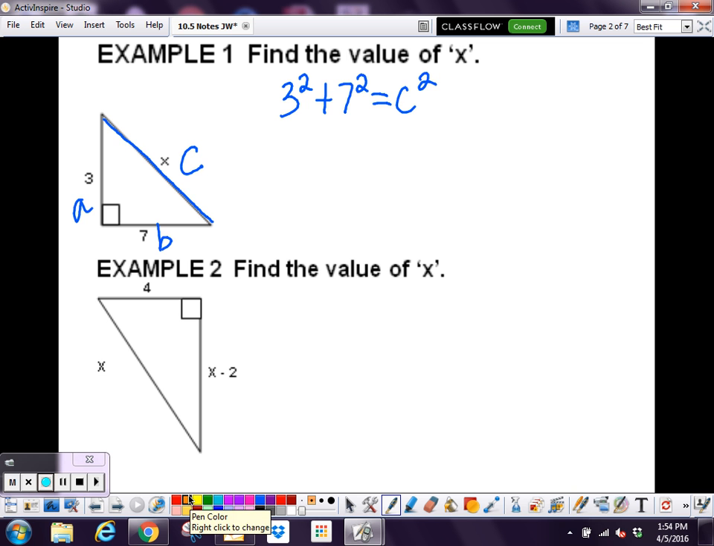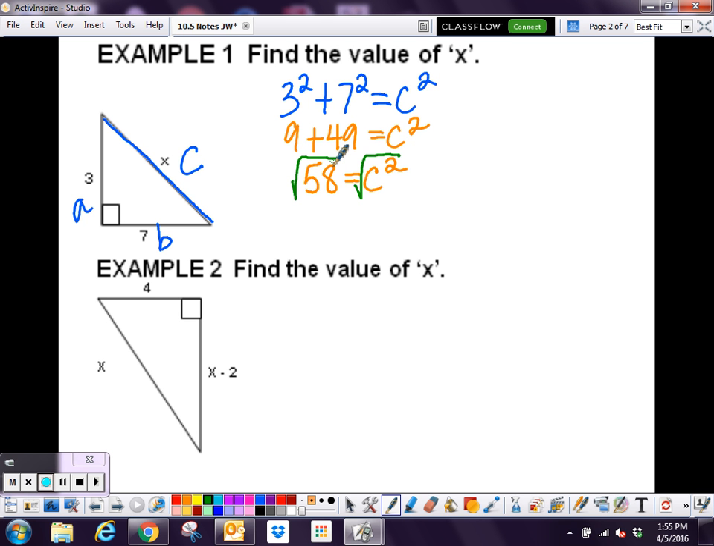Now we're going to start to simplify this. So 3 squared is 9 plus 49 equals c squared. Now I can simplify this again. So 9 plus 49, that's 58. So I have 58 equals c squared. Now, how do we get rid of that squared on the c? We take the square root. So you got to take the square root of both sides.